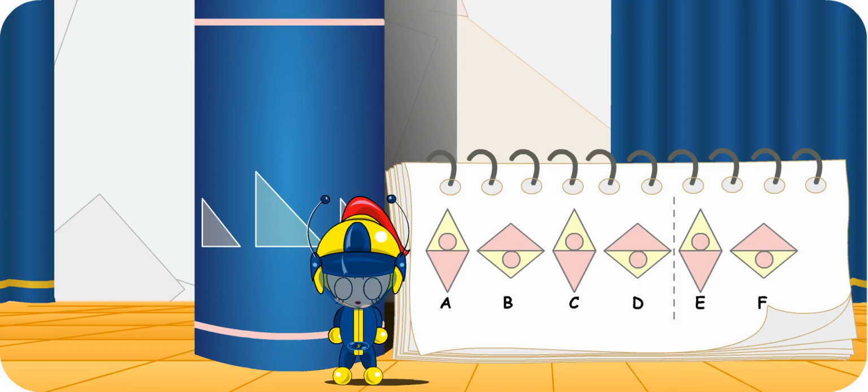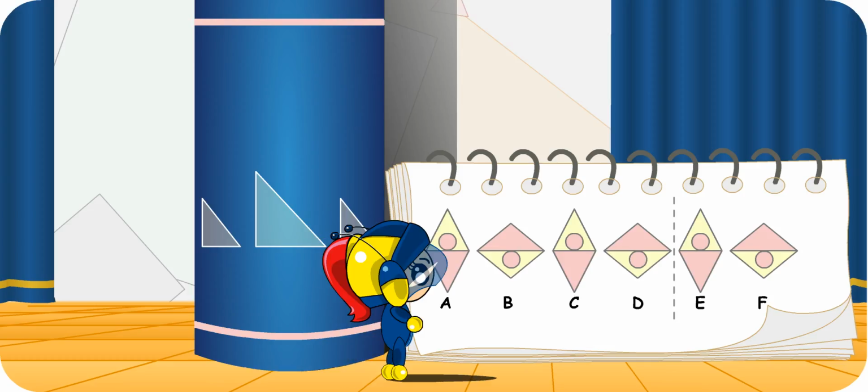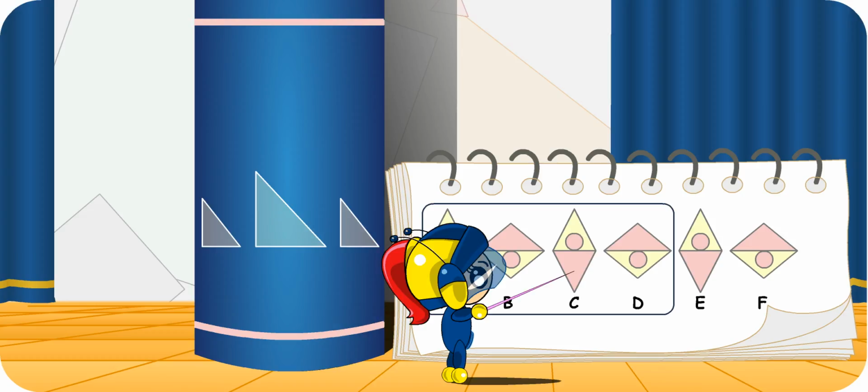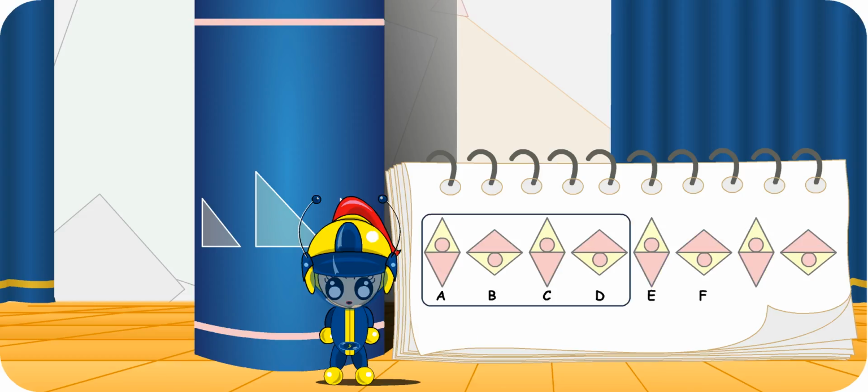Go ahead, Turbo Girl. There are 2 types of triangles and they are arranged alternately. Since the shapes are repeated in groups of 4, the next shape should be this. It should be the same as C, and the following one should be the same as D. Impressive. You catch on real fast, Turbo Girl.